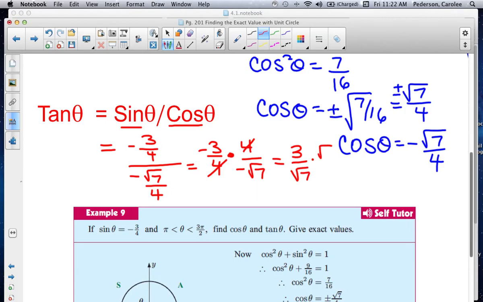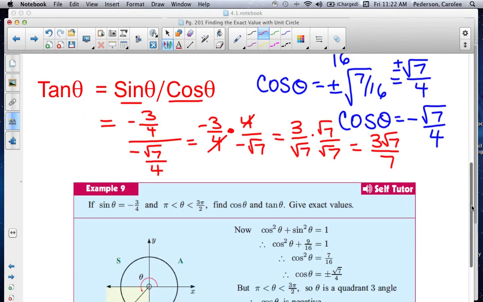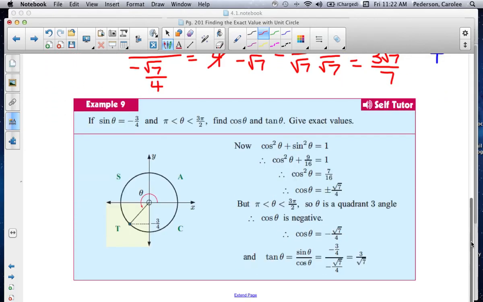We rationalize it. Square root of 7, square root of 7. Multiply across. 3 square roots of 7 over 7. Now we know the tangent. Here is the example in the book. We don't like it, the example in the book does not rationalize here in this problem.